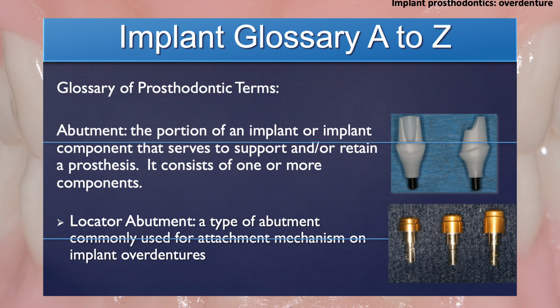You should know that the implant overdentures use a specific abutment type, and it's called locator abutment. It's not called custom abutment or prefab abutment. It's called locator abutment.